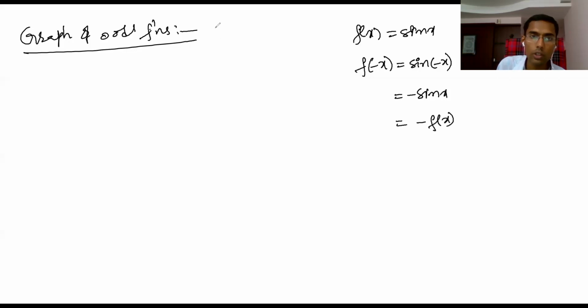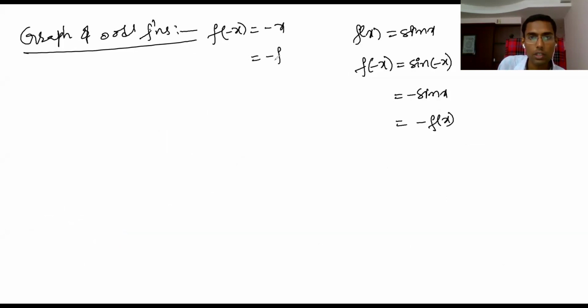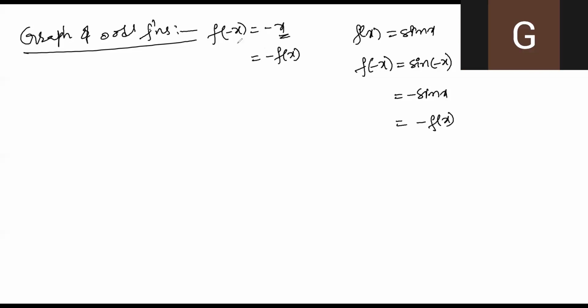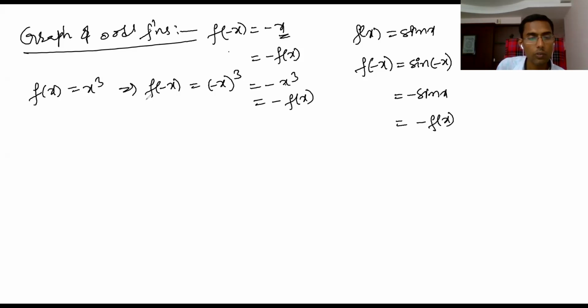So here also, if f of x equals x and you replace x with minus x, you get minus x, so f of minus x is minus f of x. Like that. And also f of x equals x cube. If you replace x with minus x, you get minus x whole cube, which is minus x cube, which is minus f of x.